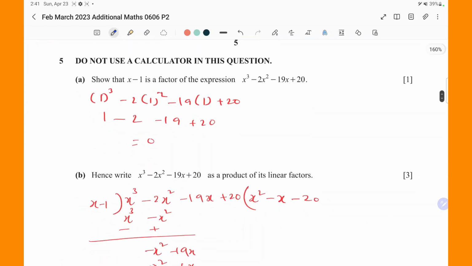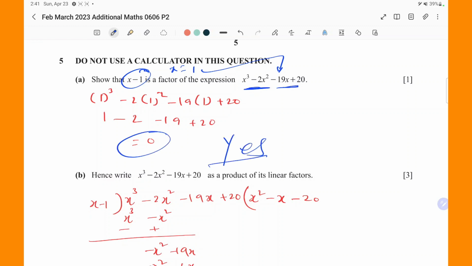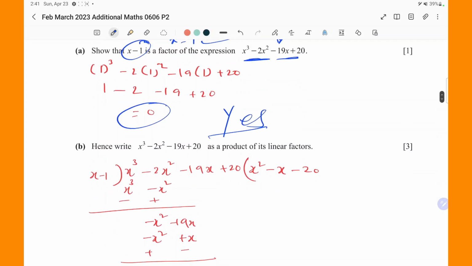Now do not use a calculator in this question. Show that x minus 1 is a factor. So just put x equals 1 in this. If it is 0, then yes, it will be a factor. So 1 cube minus 2 times 1 square minus 19 times 1 plus 20, it is 0. So yes, this is a factor. Hence find it as a product of linear factors.